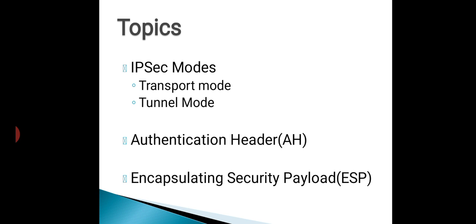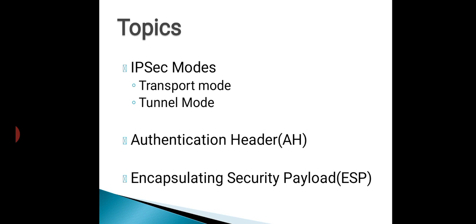Now, AH and ESP can support two modes of operation. First is transport mode, second is tunnel mode. Transport mode mainly provides protection for upper layer protocols. The protection extends to the payload of an IP packet, for example TCP, UDP, or ICMP packets. Okay, got it? The transport mode is suitable for end-to-end communication between two workstations.